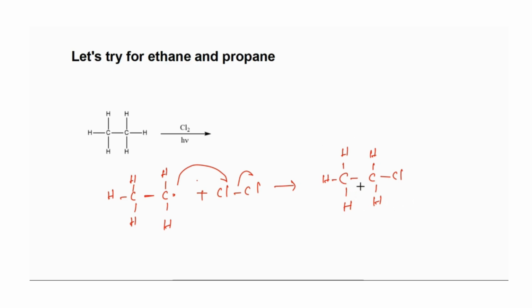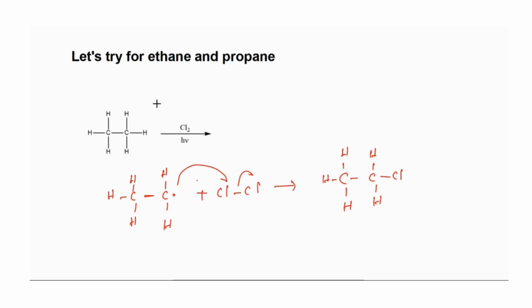So I am writing here only the key steps. Okay, I am not writing the termination or how the chlorine radical is generated in the first step. Okay, so this is how the ethyl radical is formed.